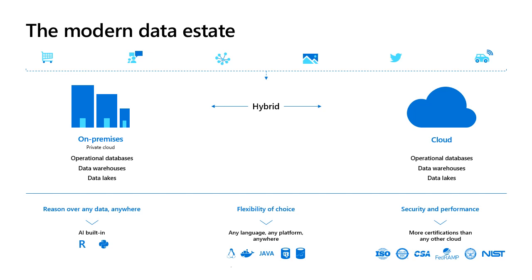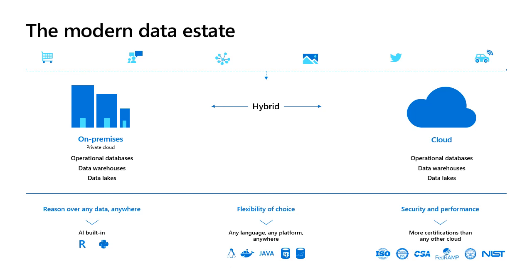The whole point here is that you can split your data between on-premise and on cloud and have consistent platforms across, whether it's private cloud running in your own private cloud in your own data center or using Azure Cloud Database. So you can reason over your data anytime and anywhere because AI is built in.